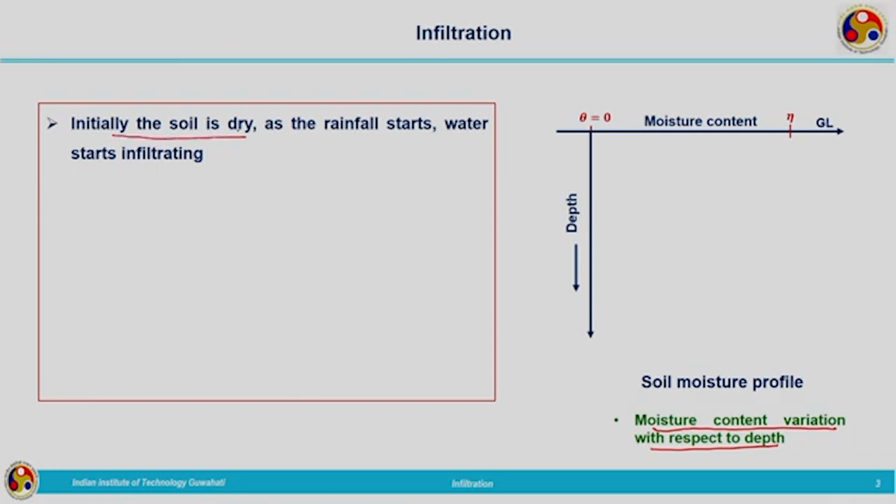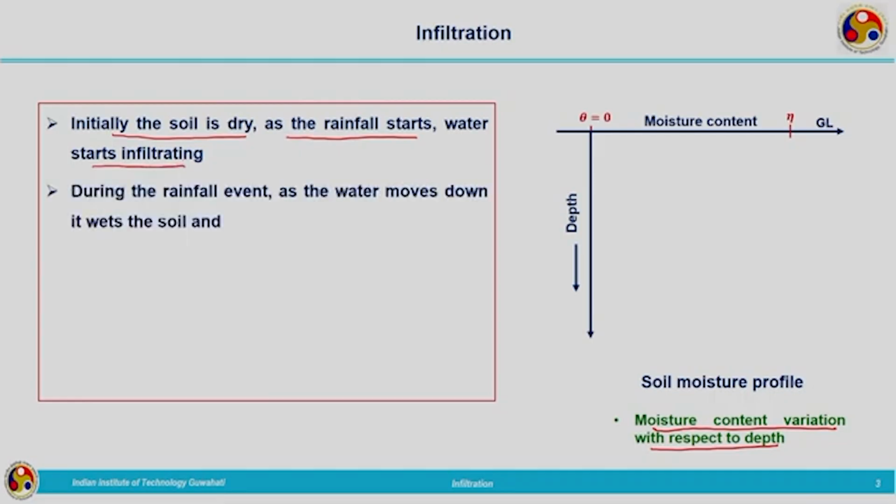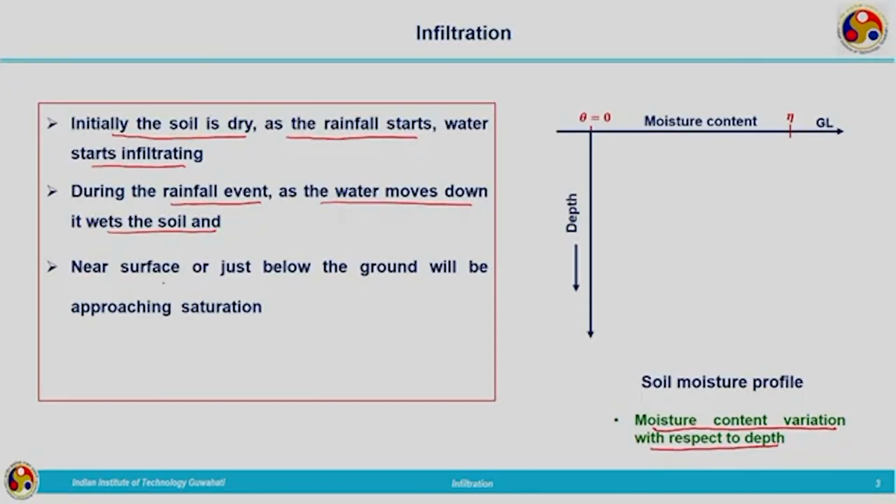Initially the soil will be in dry condition. As the rainfall starts, water starts infiltrating into the soil. During this rainfall event, the water moves down and makes the soil wet. As the water is passing through the soil, the soil moisture content will be increasing and the soil will become wet. And again the rainfall is continuing. What will happen then? Almost the surface layer becomes saturated. Near the surface, or just below the ground surface, it will be approaching saturation, because the rainfall is not stopping.